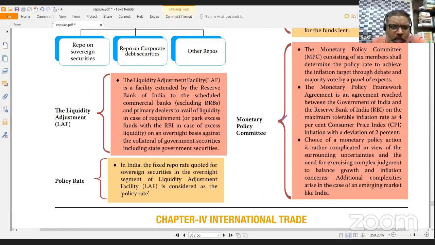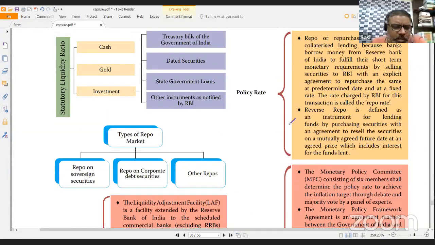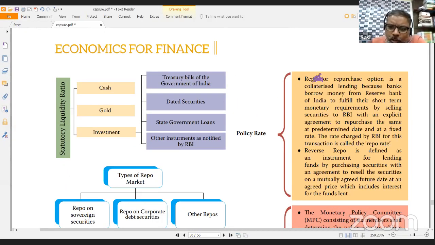One of them is repo and reverse repo operations. So repo rate is the rate. These are the two things: repo and reverse repo. So repo is the rate where banks can borrow money from the Reserve Bank of India.